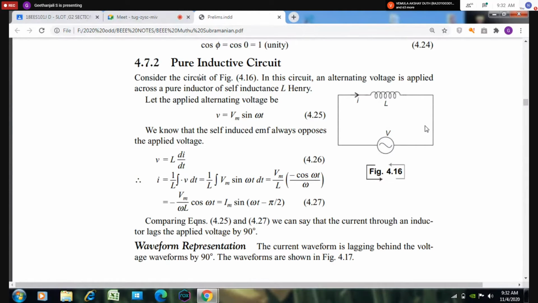So this is the pure inductive circuit. So the L, which is connected with the AC voltage source, I is the current flowing through the inductor. So now we are going to see the relationship between the voltage and current. Then we will see the phase difference between the voltage and current as well as the power which is available in the pure inductive circuit. We will see now. In the circuit, the alternating voltage is applied across the pure inductor of self-inductance L Henry. So we know the applied voltage expression V is equal to Vm sin omega t.